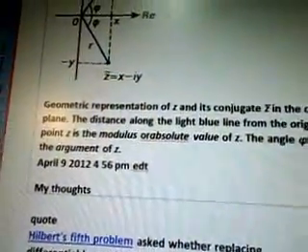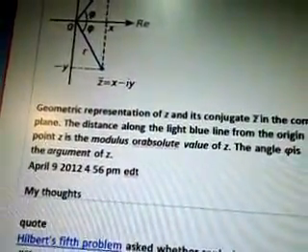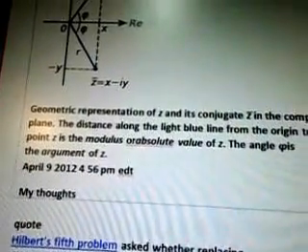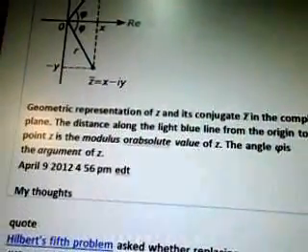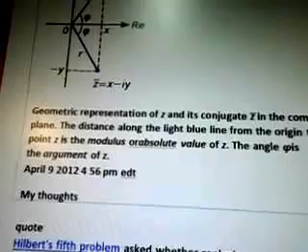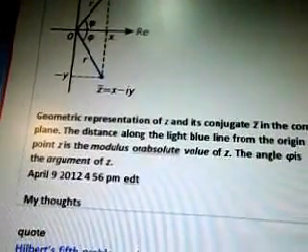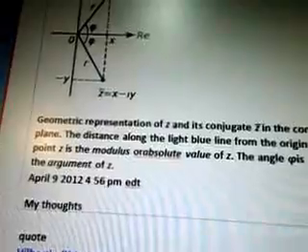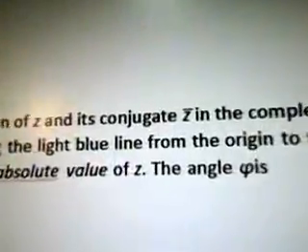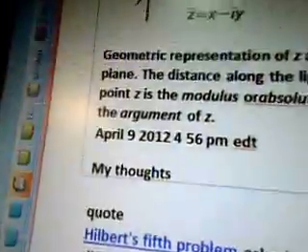Geometric representation of Z and its conjugate minus Z, or whatever you call that. In the complex plane, the distance along the light blue line from the origin to the point Z is the modulus or absolute value of Z. The angle is the argument of Z.